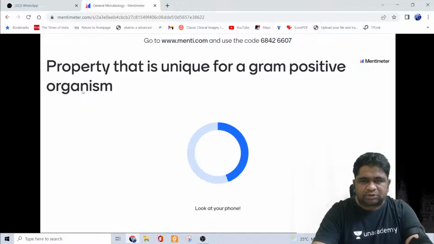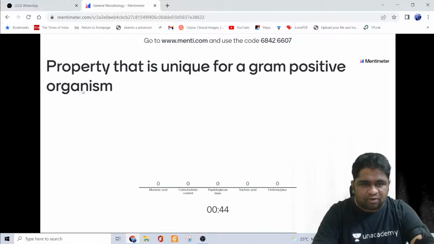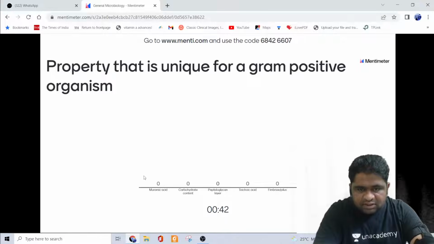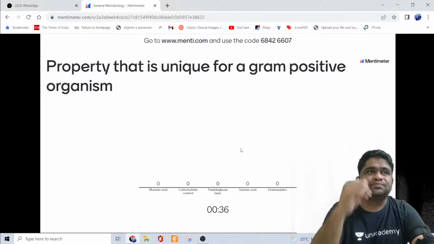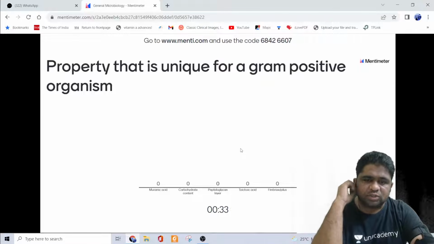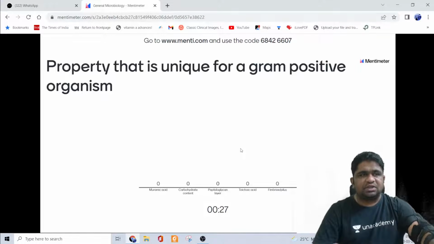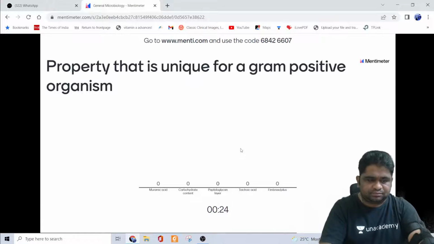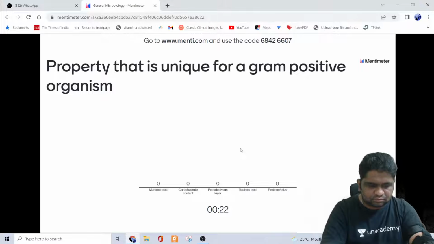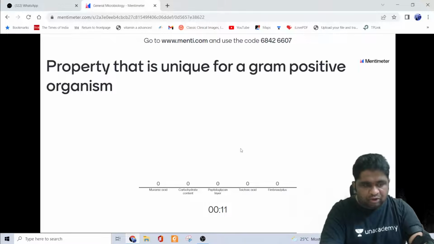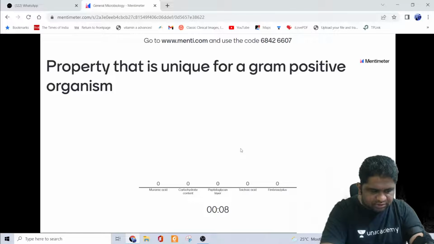Property that is unique for a gram-positive organism is what? It is not present in gram-negative, only present in gram-positive. Is it muramic acid, carbohydrate content, peptidoglycan content, teichoic acid, fimbriae pilus? Which one? What is present uniquely in a gram-positive organism? It is not present in a gram-negative organism, but present in a gram-positive organism. That is the logic of this question.